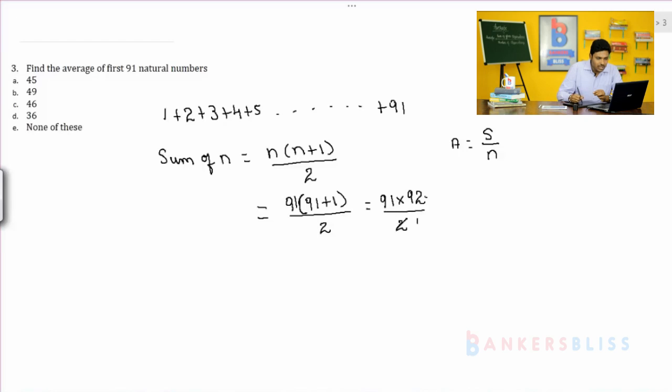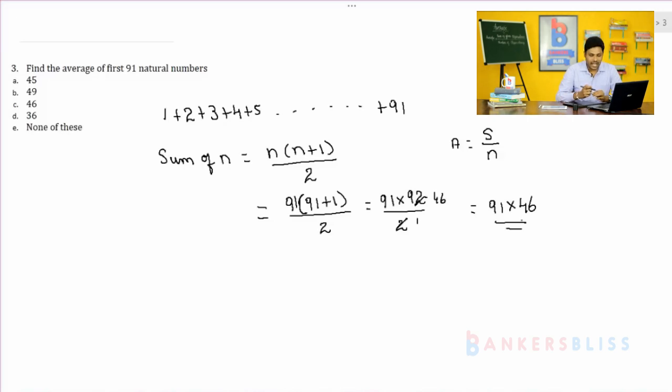So, 2 ones are 2, 46 are. So, which is equal to 91 into 46. Do not simplify this 91 into 46, take it as it is. So, sum of n is equal to 91 into 46. So, we got the sum of the values, that is 91 into 46.